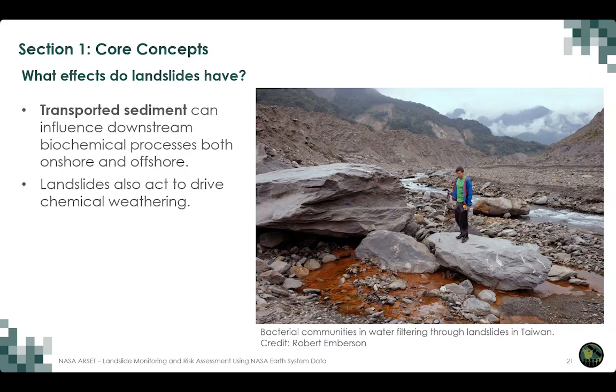And that can lead to changes in the biological communities. And here you can see this red algal blooming, or this algal growth in this outflow. And that's a direct result of this landslide-based process. So again, this is not just a physical process of erosion, but also a chemical weathering process and biogeochemical processes that are influenced by landslides.